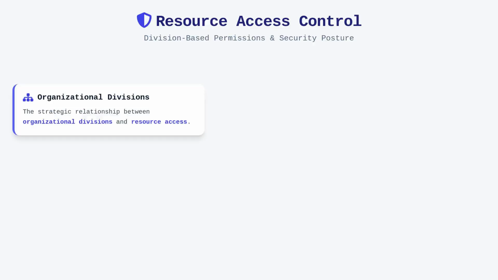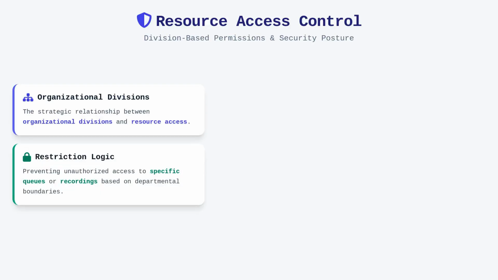A consistent theme in the certification objectives is the relationship between organizational divisions and resource access control. As you review for the final assessment, verify that you can articulate clearly why an administrator might restrict a user's ability to view specific queues or recordings using division-based permissions. This is not merely an administrative convenience, but a fundamental security posture in a multi-tenant cloud architecture.